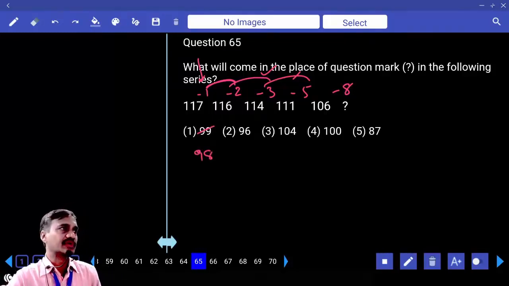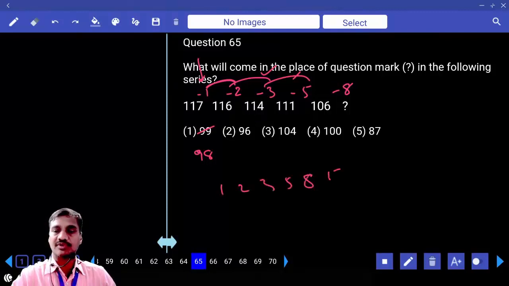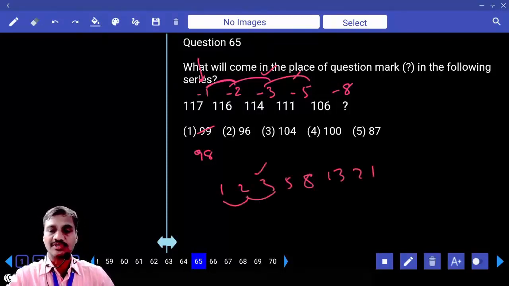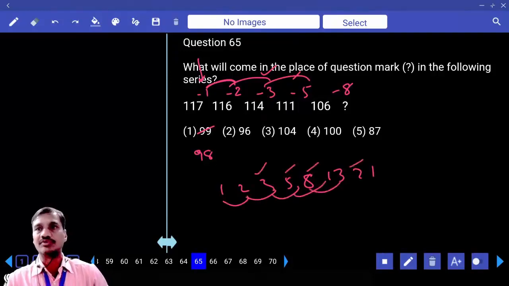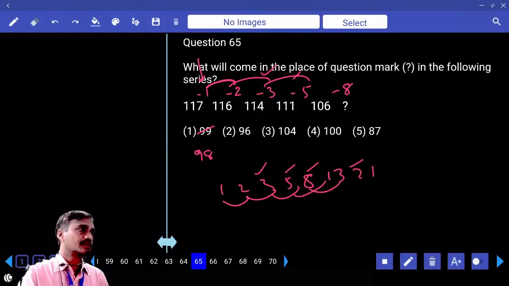Then, now the given numbers' differences are in Fibonacci series. Now 1, 2, 3, 5, 8, 13, 21. All these numbers are called Fibonacci. 1 plus 2 is 3, 2 plus 3, 5, 3 plus 5, 8, 8 plus 5, 13, 8 plus 13, 21 and so on. And it falls under the Fibonacci series. Done with this?